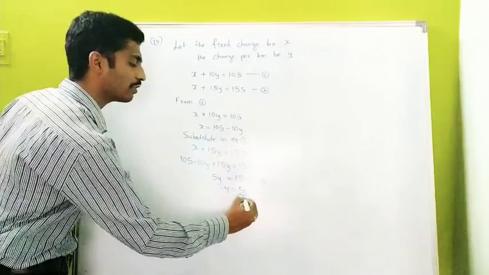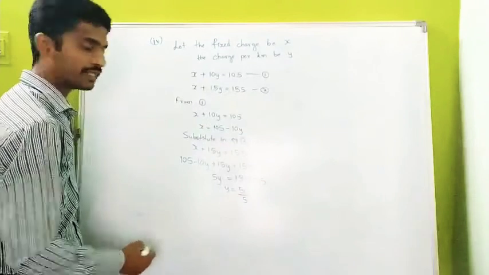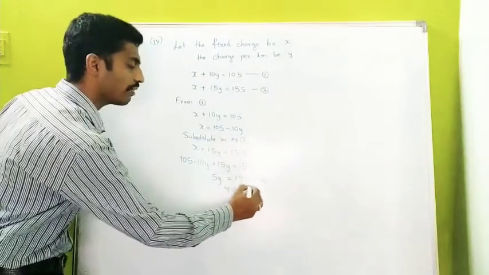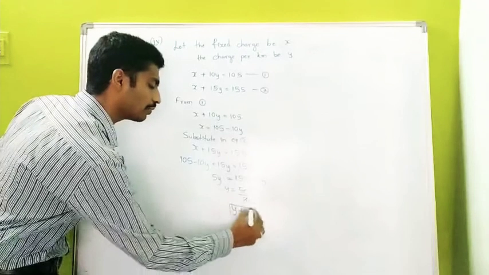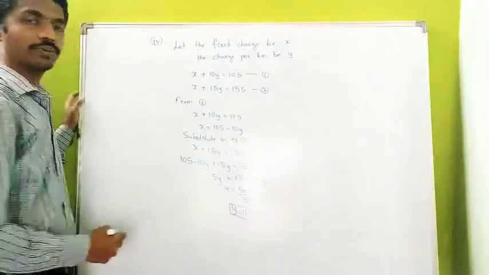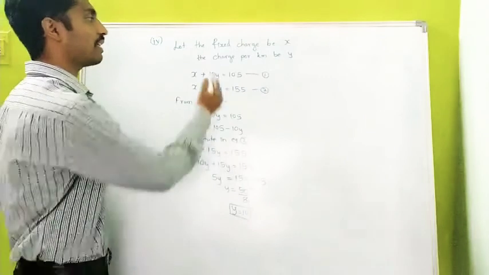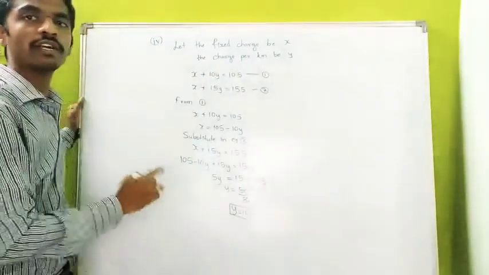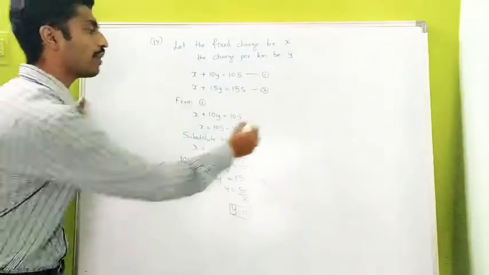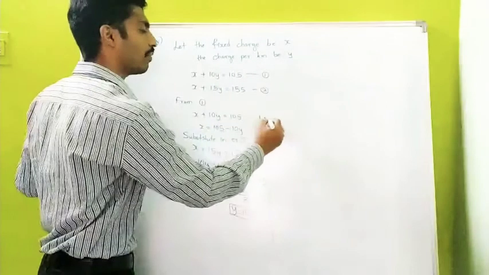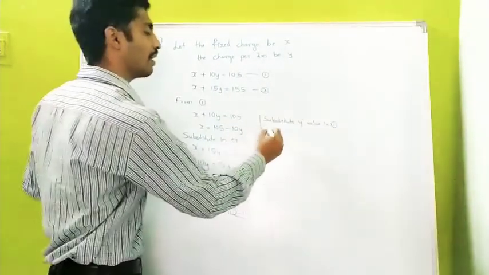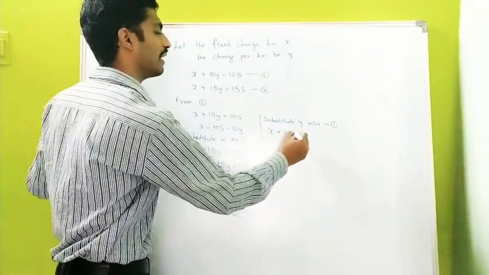Here 5y equals 50. I take the 5 to the right side, it becomes divisible. 5 tens are 50. So y equal to 10. Now we got the y value: the charge per kilometer is 10 rupees. Now we have to find the fixed charge, x. So substitute in the first equation, x plus 10y.